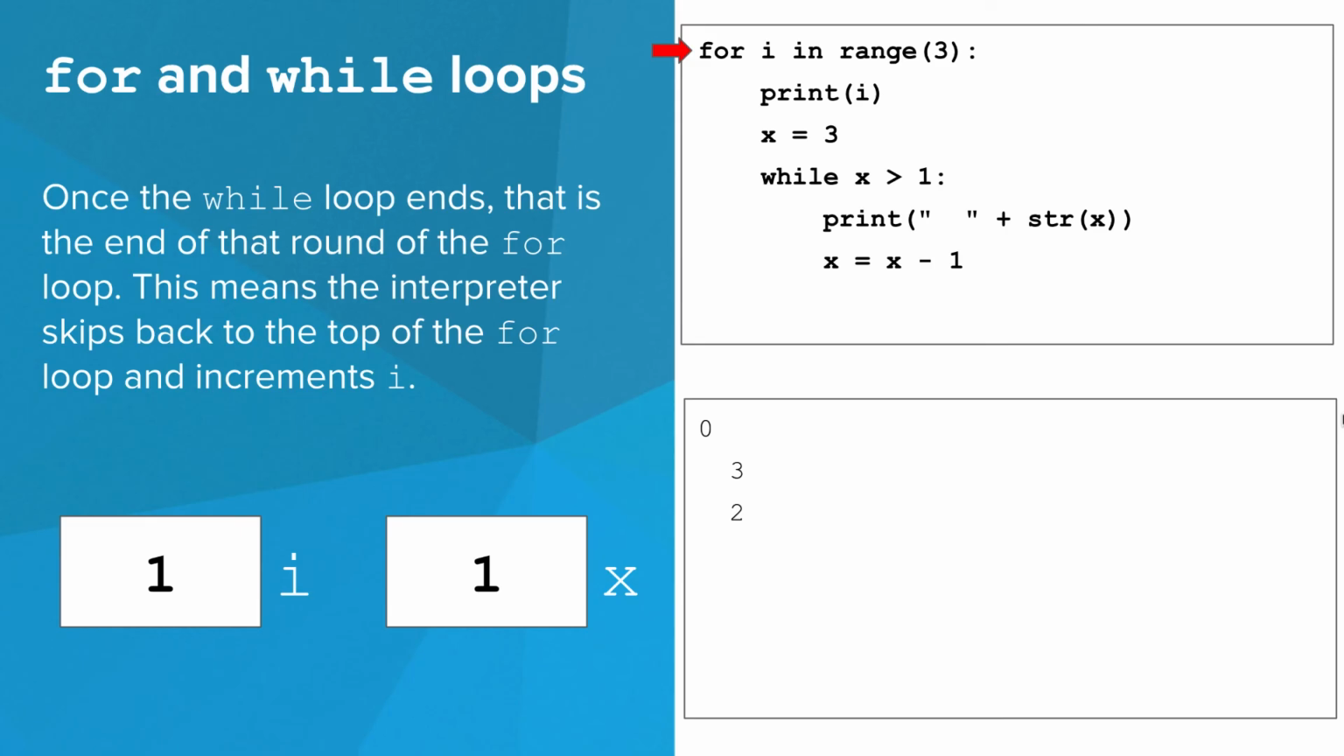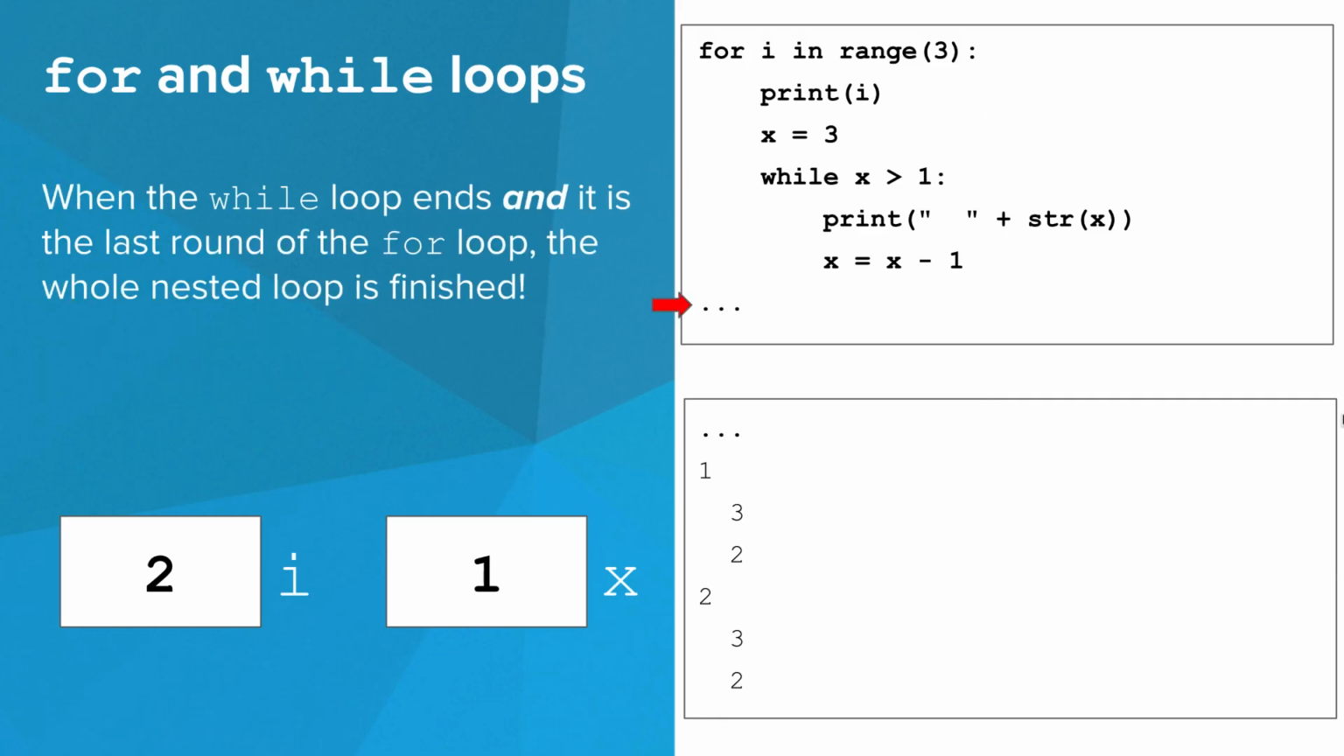That means we loop back to the top of the for loop, and i takes on its next value, 1. We print it, reset x to 3, and go through the while loop again. Print x, subtract, check the condition, print x, subtract, condition is false, and the while loop is finished, so we go back to the top of the for loop. i is now 2. Print it, set x to 3, check the condition, print x, subtract 1, check the condition, print x, subtract 1, condition is false, and at this point, since i has reached its maximum value, the for loop is also over, so we move on to whatever code is after the double loop.